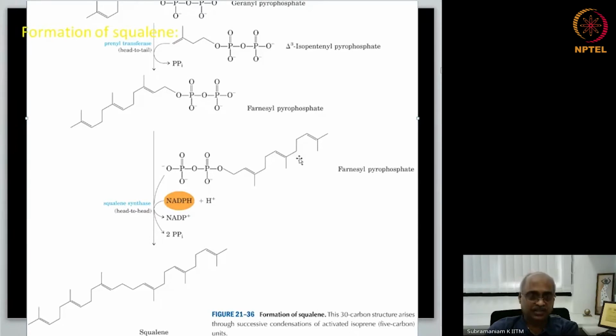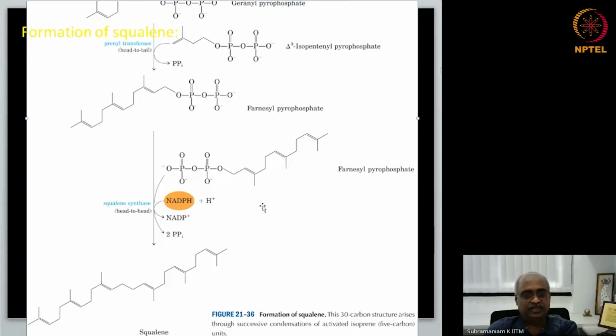So 2 molecules of farnesyl pyrophosphates, head to head condensation, squalene synthase. So 15, 15, you form the 30 carbon squalene. Okay, so this is the third step. And this involves NADPH oxidation, and then this pyrophosphate is released. So you have the squalene molecule. So it's a linear 30 carbon chain.